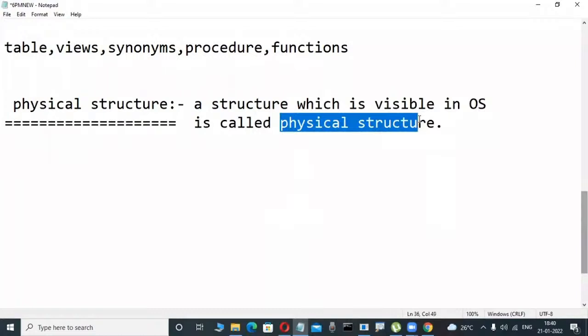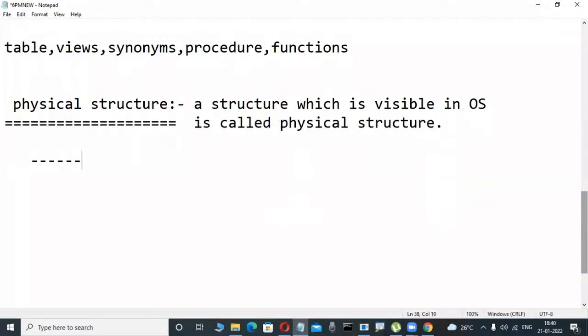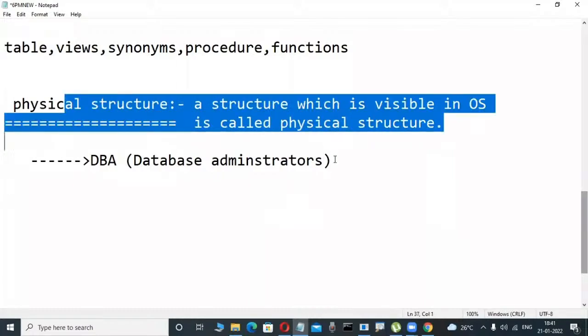But the physical structure, you are not working in it, I am not working in it. Some different type of persons are working in it. Who are they? The DBA, the database administrator. In project side, some other type of persons are there in a database. Those database administrators, DBA persons, only work in the physical structure.